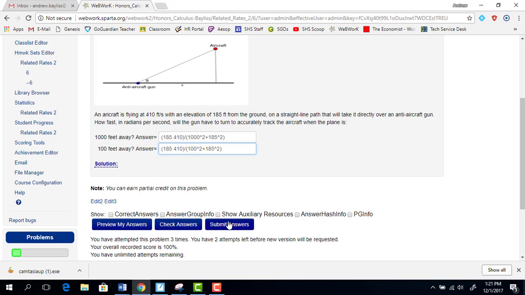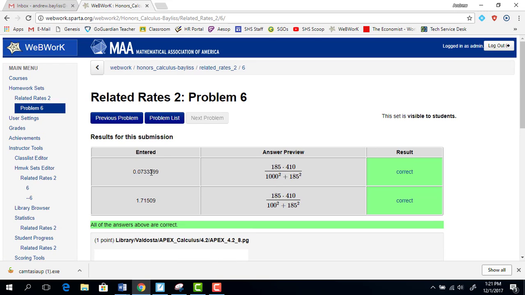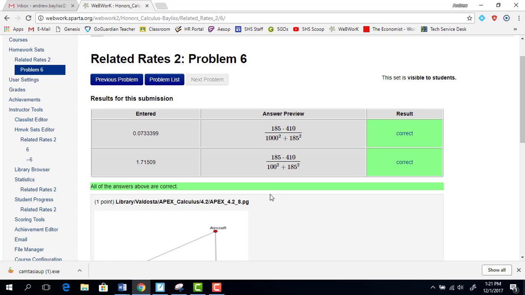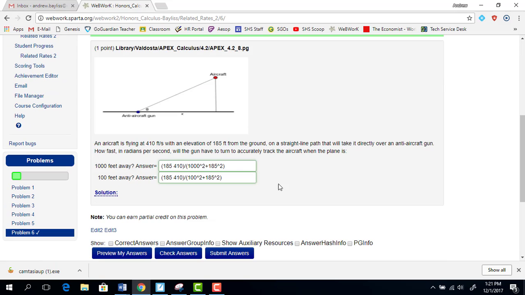Now, when I submit my answer, you can see WebWork does the calculations for me. You can see I got it right. Green bar of happiness. Wonderful. Success. Hopefully this will help you finish your homework and learn a little bit about doing these related rates problems.